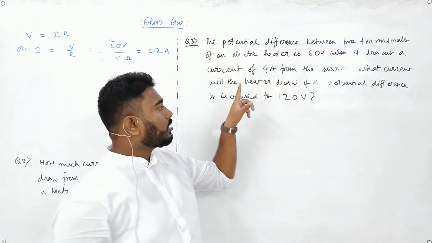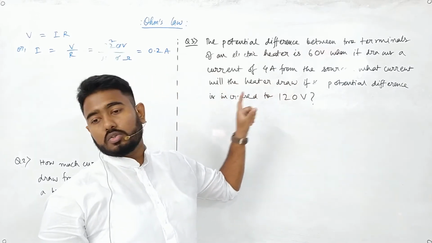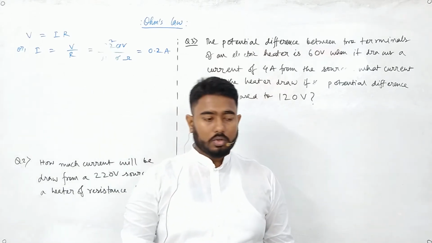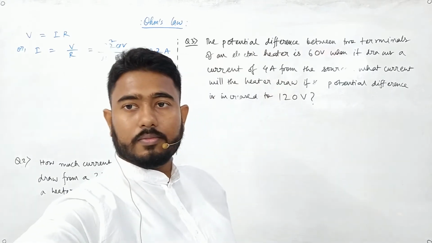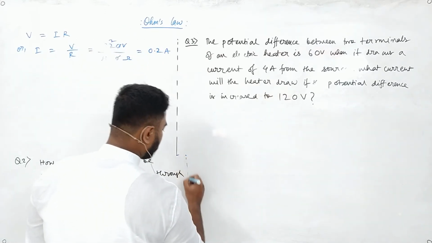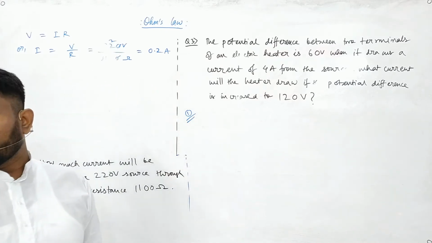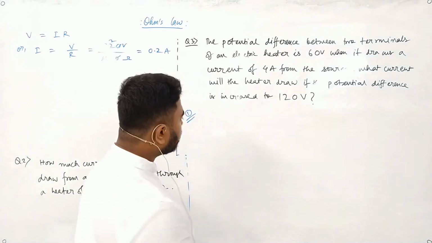What current will the heater draw if the potential difference is increased to 120 volt? We will do this question in 2 ways. First, we will use the concept of Ohm's law. What did Ohm's law tell us?